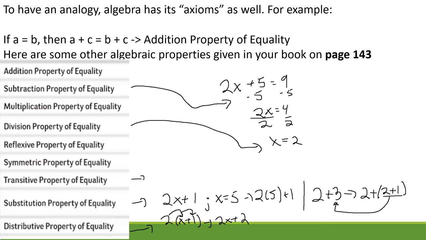Transitive we talked about in the last video. So transitive is that if A equals C and C equals B, then A equals B. We did that a little bit in the last video, so you can look at that in the last video if you want a little bit more on that.